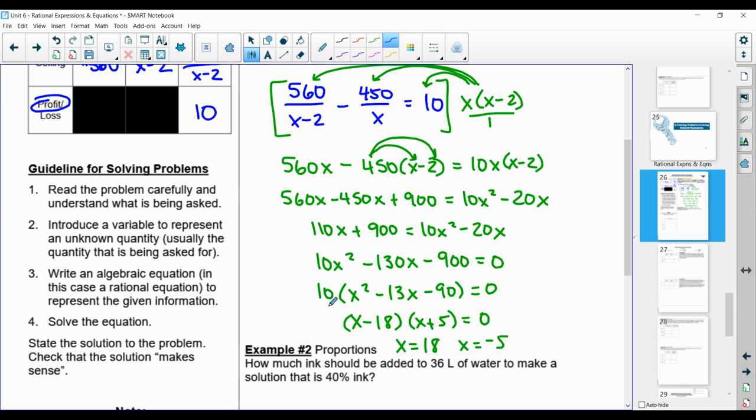In this case, our x represents the number of t-shirts being purchased. And so we have to consider our numbers here. We've got 18 and negative 5. Well, I can't buy negative shirts, so my answer is x equals 18.